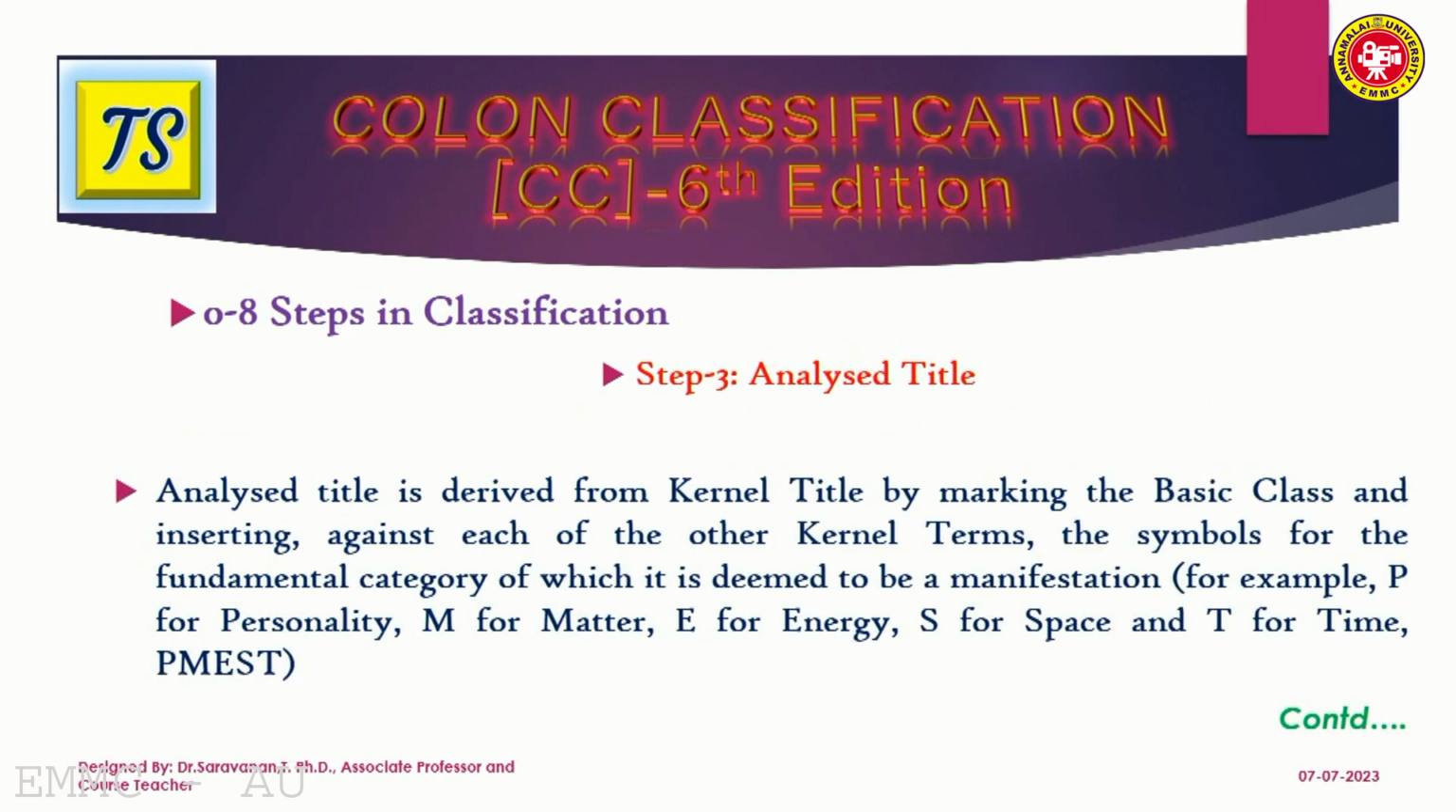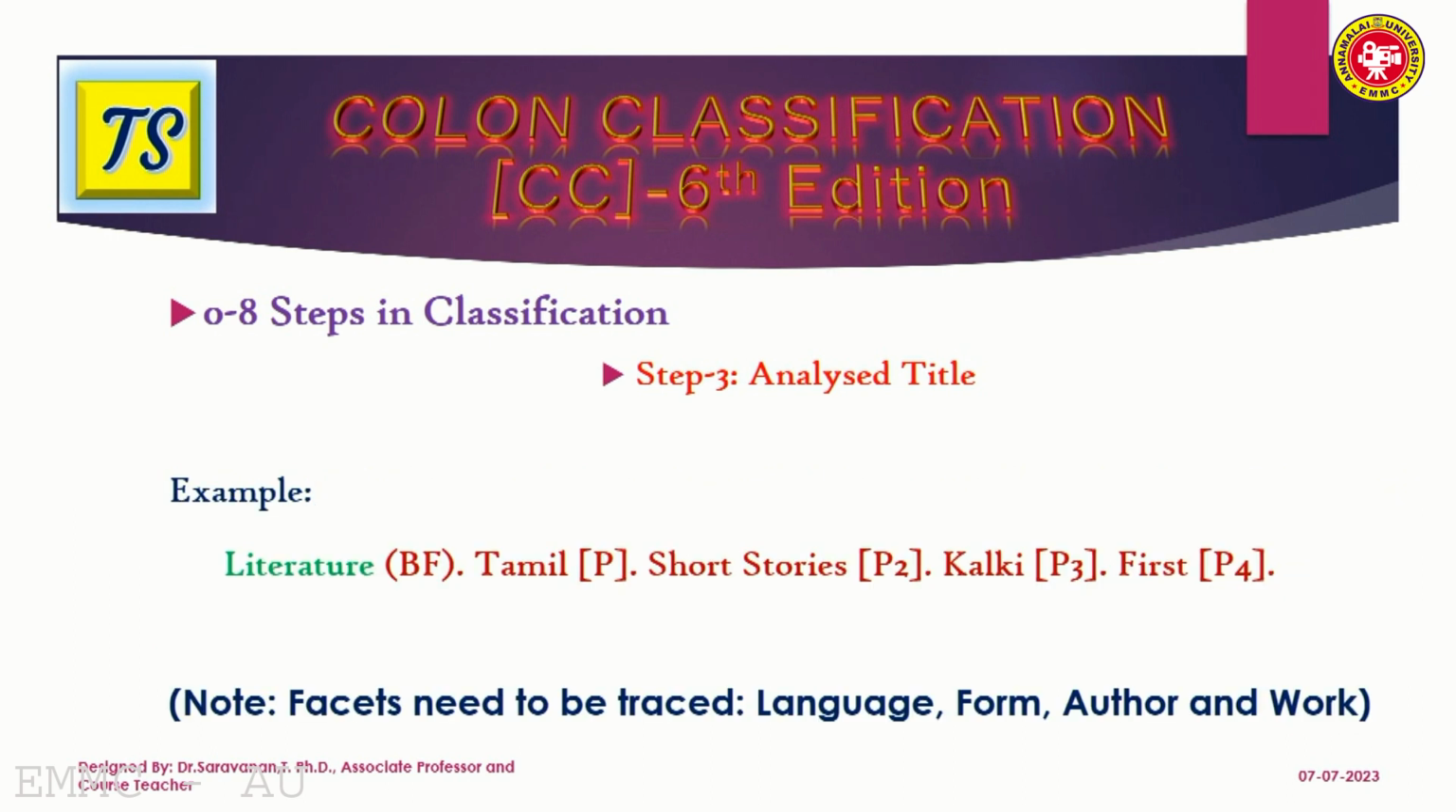Analyzed title. In this step, the five fundamental categories developed by S.R. Ranganathan need to be traced. As you might have learned in the theory, the five fundamental categories are personality, matter, energy, space and time. These categories need to be traced here. In this title, you need to analyze the hidden items.